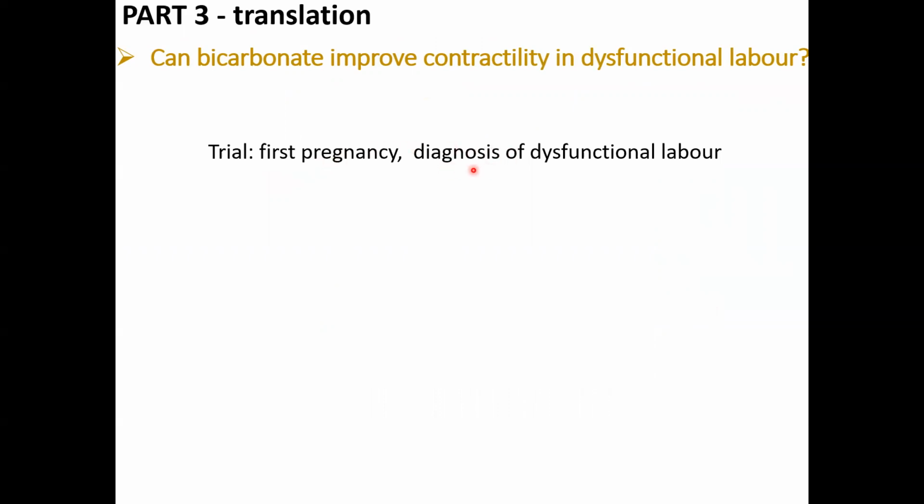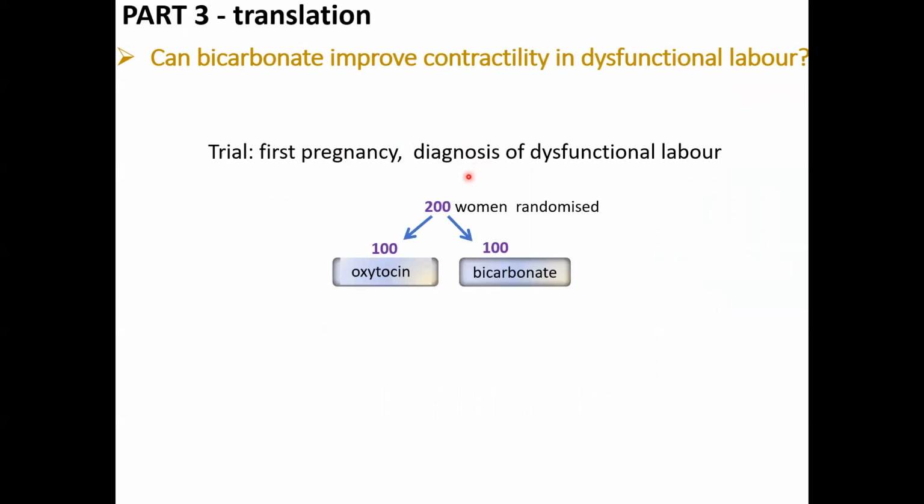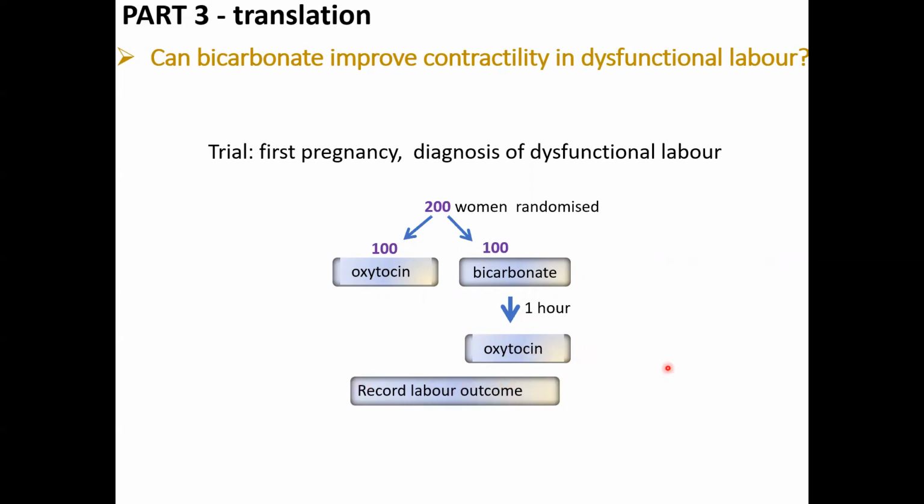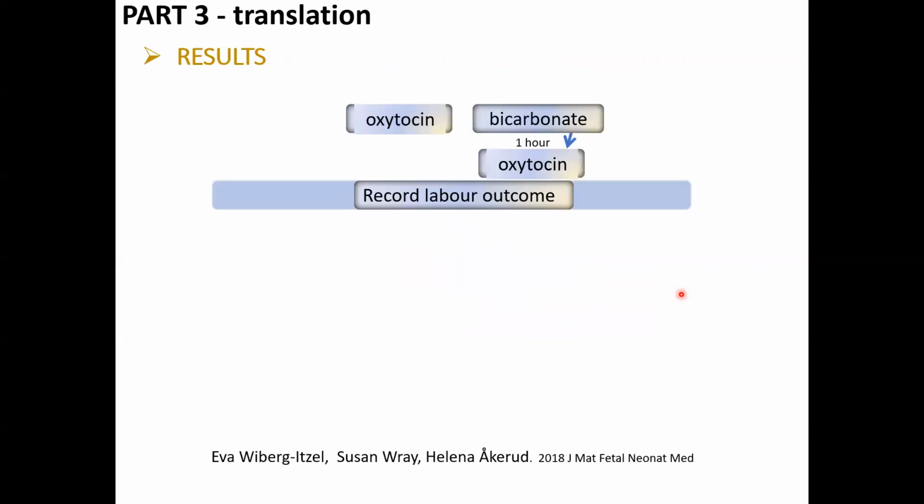So the small randomised controlled trial was in women in their first pregnancy, and they had to have a clinical diagnosis of dysfunctional labour. They were randomised. 100 had the standard treatment, oxytocin. The others had the sachet of bicarbonate. After an hour, they were given the standard treatment. And our endpoint was to record labour outcomes.